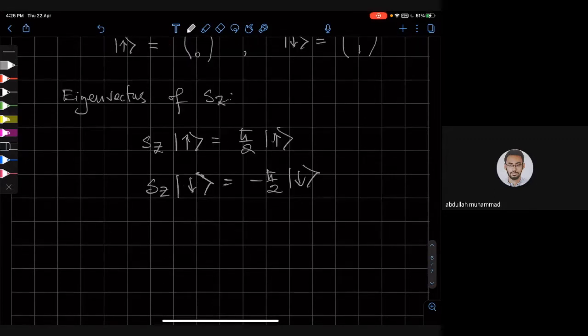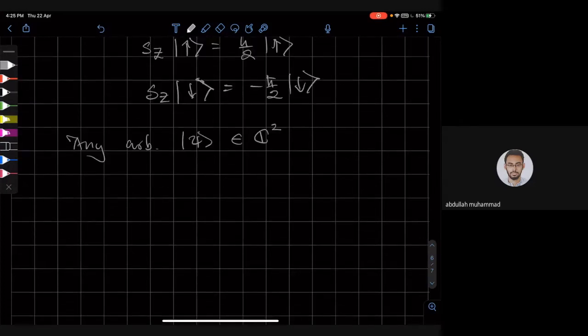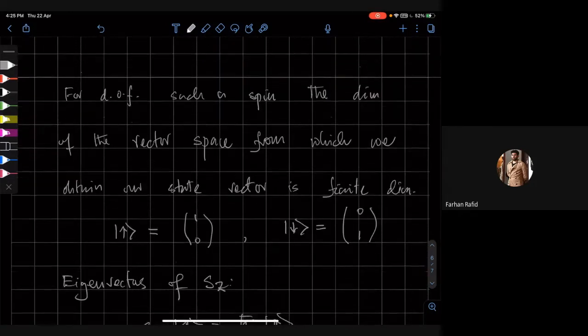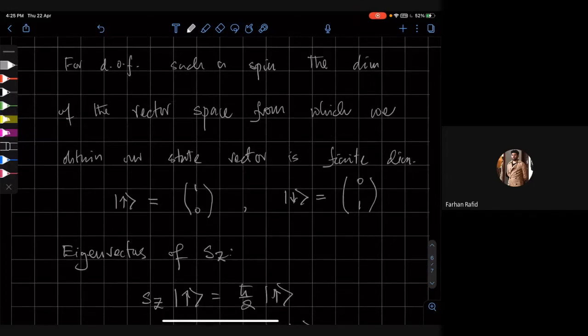So any arbitrary vector psi in this vector space, which I'm right now calling C2, can be expressed as a linear combination of the spin up vector and the spin down vector. Sir, I didn't get the statement you wrote. This one? Yes, sir. So, okay.